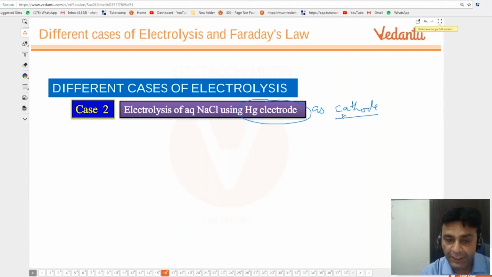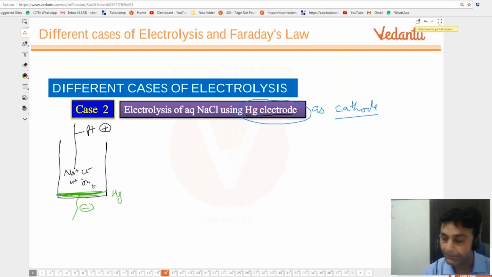So what is the physical state of mercury? Can you tell me? At room temperature, mercury is liquid. Very good. So mercury is liquid, I cannot make it a hanging electrode. So this is the liquid mercury, connected to the cathode part. And I'm considering here the anode is made of platinum, positive. And in between, I have Na positive, Cl negative ion, and H positive and OH negative ion.